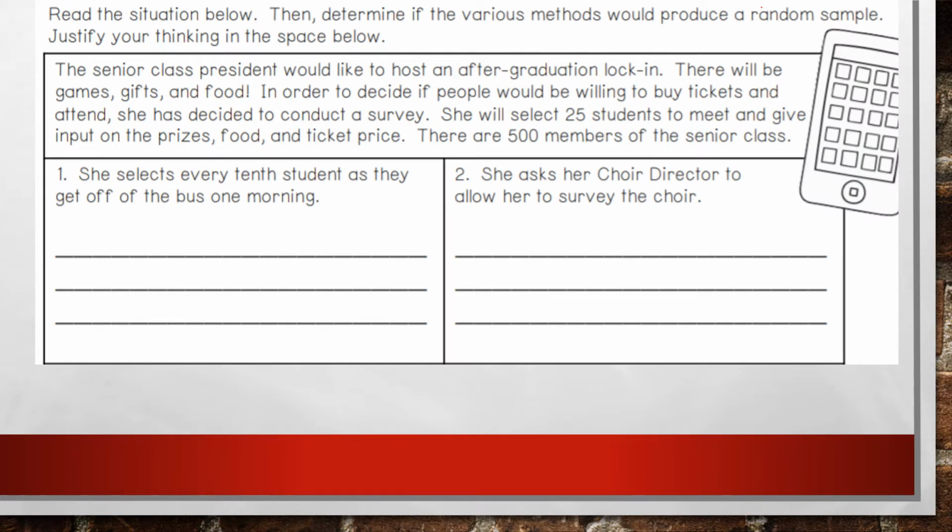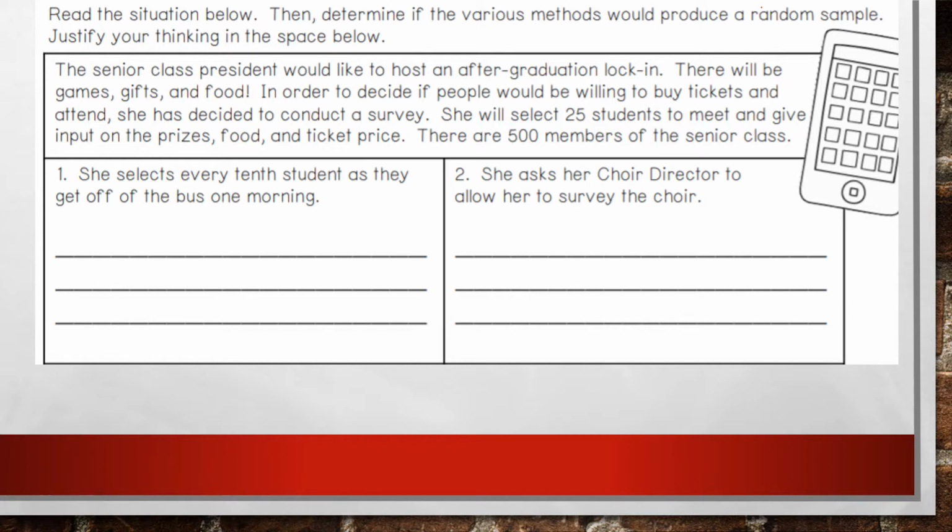Read the situations below. Determine whether the various methods would produce a random sample. Justify your answer as we go through. So the senior class president would like to host an after-graduation lock-in. There will be games, gifts, and food. In order to decide if people would be willing to buy tickets and attend, she decided to conduct a survey. She will be selecting 25 students to meet and give input on the prizes, the food, and ticket prices. There are 500 members of the senior class.